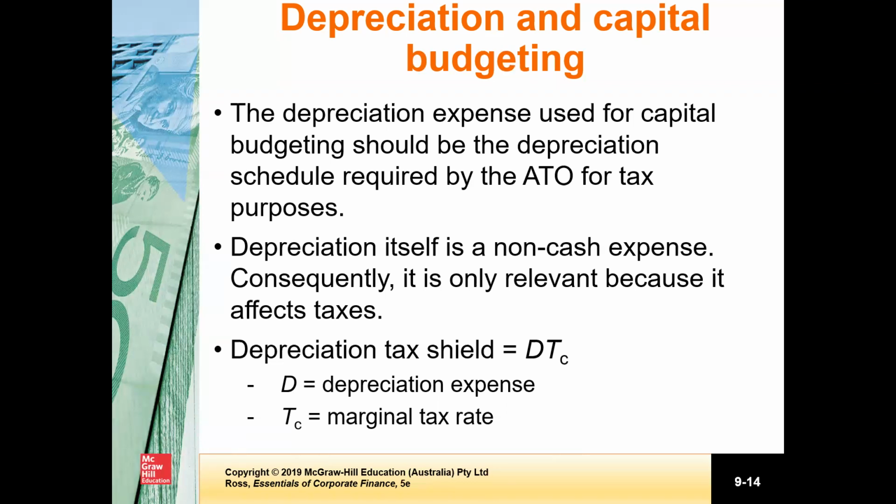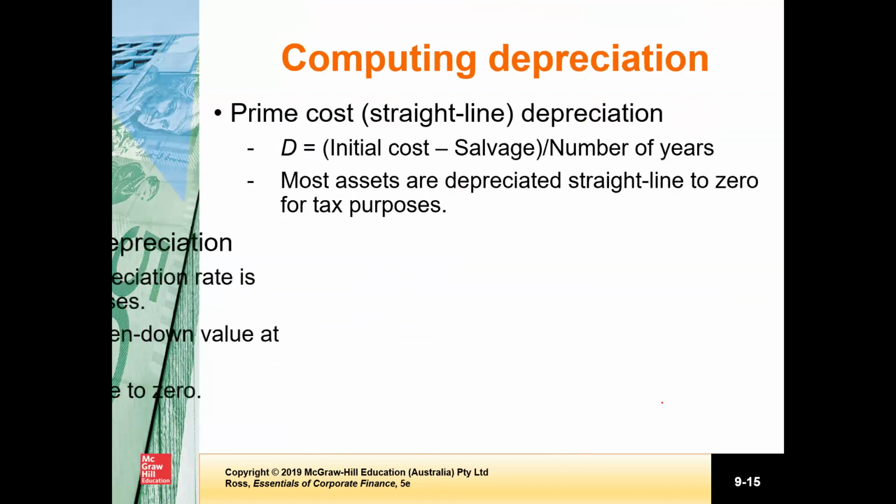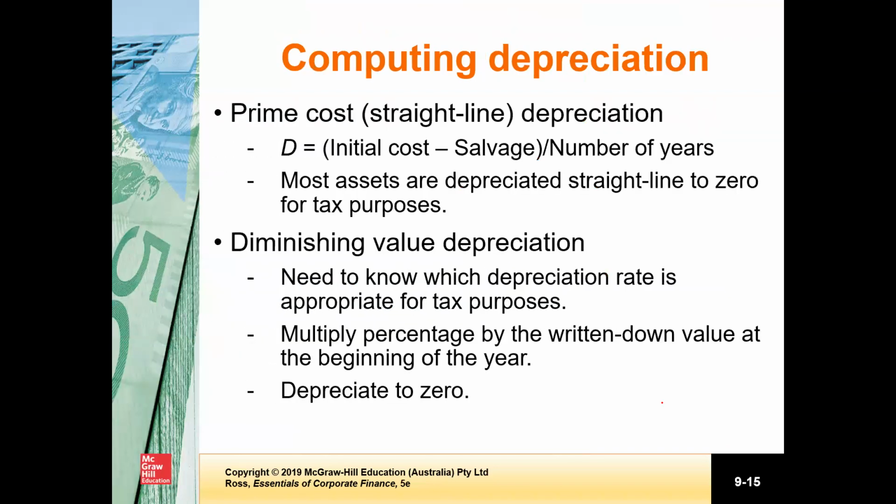The prime cost method writes off a fixed percentage of original cost per year until the book value is 0. The diminishing value method writes off a fixed percentage of the tax book value of the asset per year. Diminishing value rates are normally twice the straight line rates. So these are the two points I just mentioned: prime cost and diminishing value method.